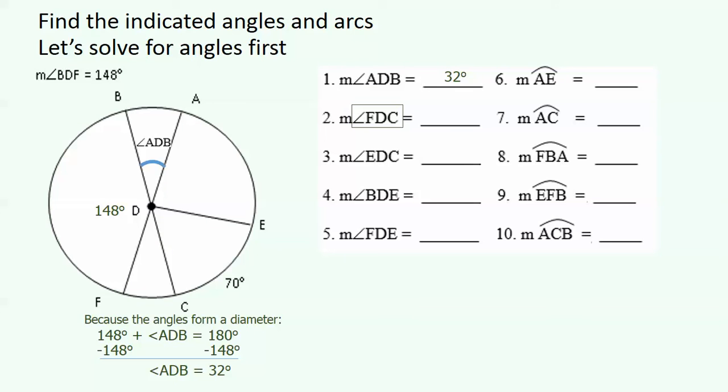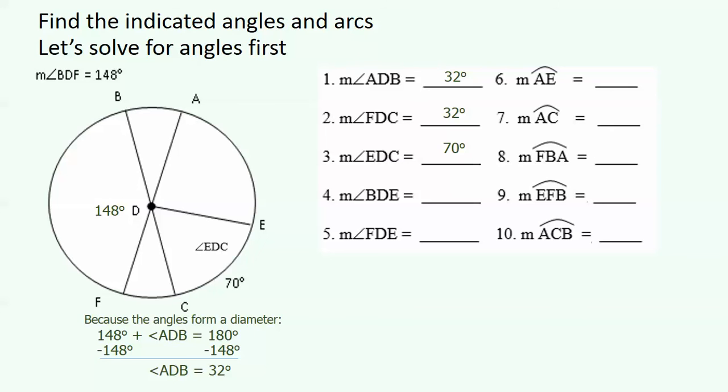So now let's solve for the measure of angle FDC. Well, I can see that angle ADB and angle FDC are vertical angles, so they must be congruent. Now let's solve for the measure of angle EDC. So from E to D to C, I see that it's across from the arc EC, which is 70 degrees. Because central angles equal their intercepted arcs, angle EDC is going to also be 70 degrees.